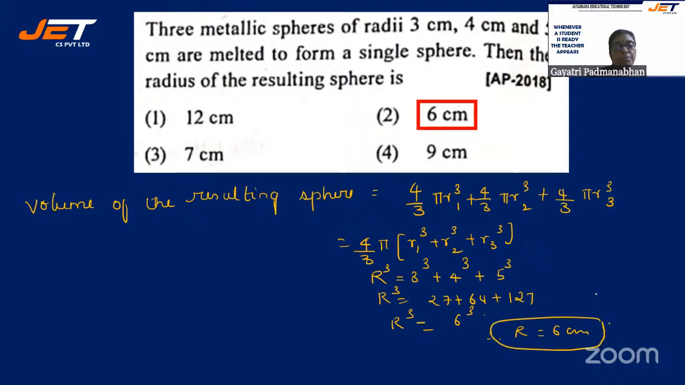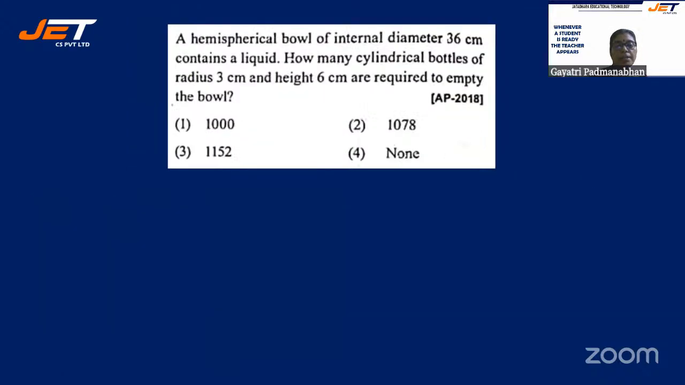You just have to remember the volume of the sphere. Hope this is clear. Let's move on to the next question. A hemispherical bowl of internal diameter 36 centimeter contains a liquid. How many cylindrical bottles of radius 3 centimeter and height 6 centimeter are required to empty the bowl?